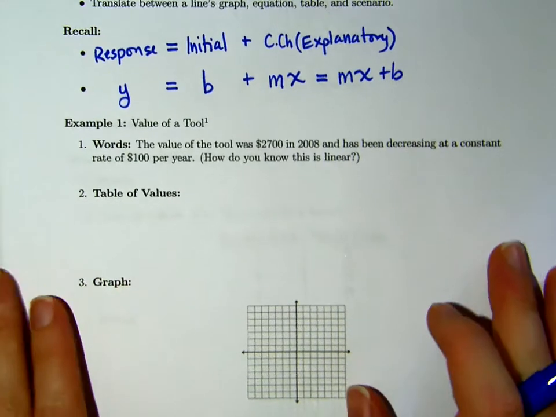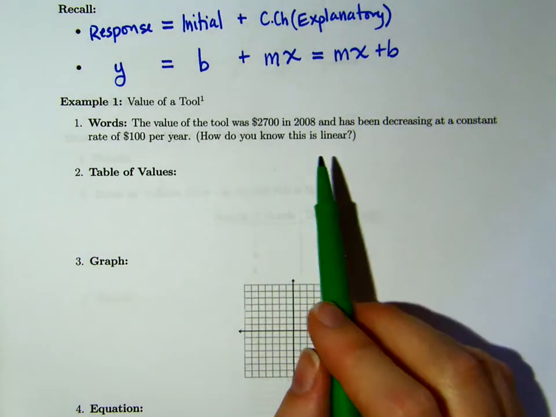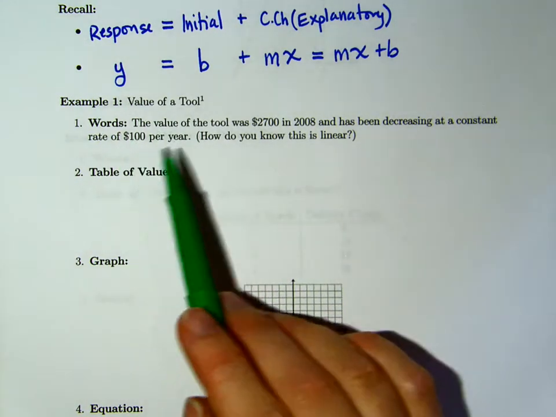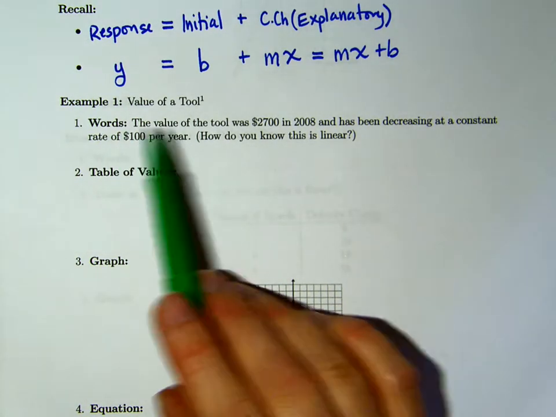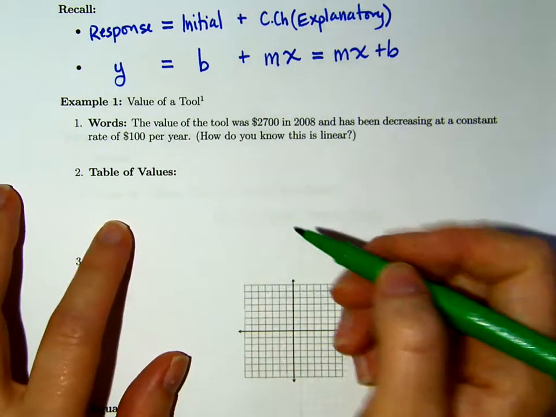Let's dig in. In example 1, we're looking at the value of a tool. The value of a tool was $2,700 in 2008, and has been decreasing at a constant rate of $100 per year. Well, how do you know it's linear? I see that there's a constant rate of change per year, so that is a really good indicator. But let's make a table of values.